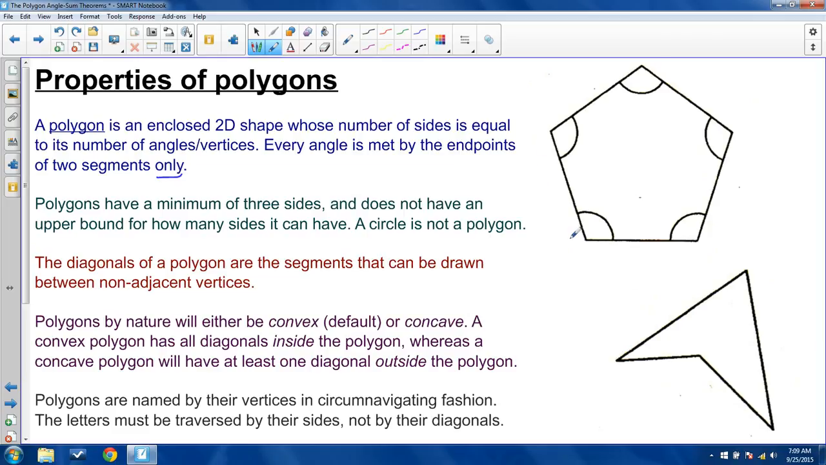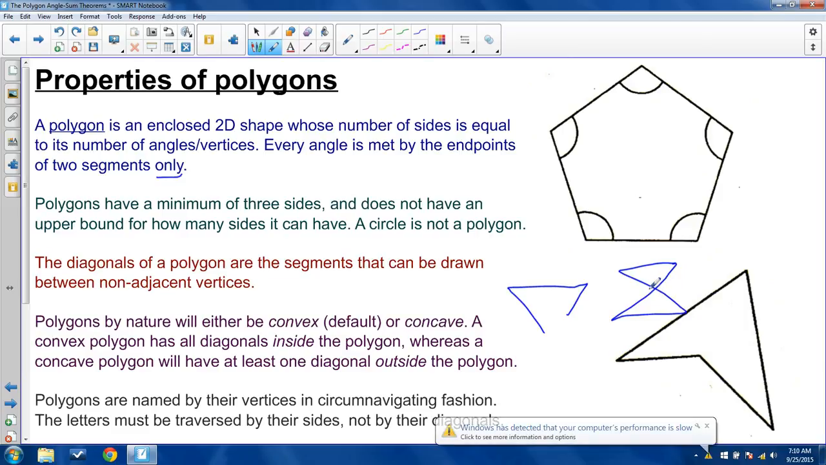So for example, this would not be a polygon because these endpoints don't even meet at an angle, and this would also not be, because it's not enclosed. And this would also not be a polygon even though it meets everything except the last sentence. It has 1, 2, 3, 4, 5, 6 sides, 1, 2, 3, 4, 5, 6 angles. It is enclosed, it is two-dimensional, but the problem is that these angles here are not met by two endpoints only, they're met by multiple endpoints. So that does not satisfy the definition.